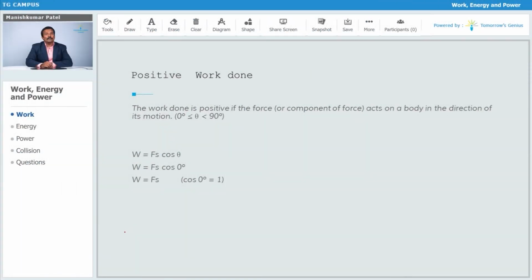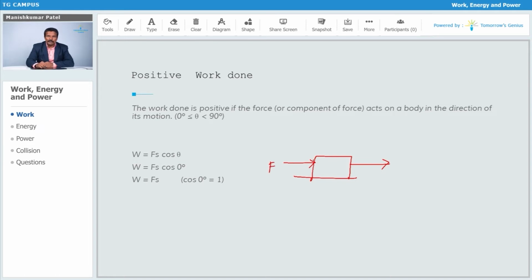Now we will talk about what positive work done is. The work done is positive if the force acts on the body in the direction of its motion. So that means the angle... So let's say this is the force which I am applying and the displacement which is occurring in the same direction over here.